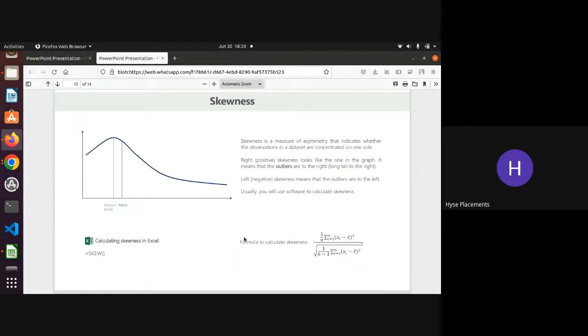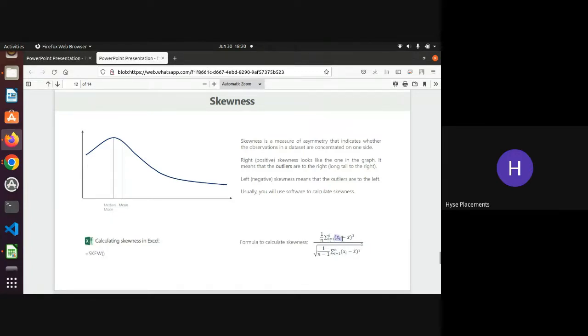So the formula for skewness is 1 by small n, summation i equal to 1 to n. Remember, whenever you are using them, small n and capital N vary. Capital N we use for population. In the first class of statistics, I told you the population numbers are represented with capital N. For sample, it is represented with small n.